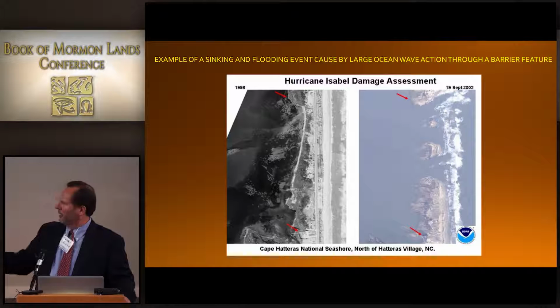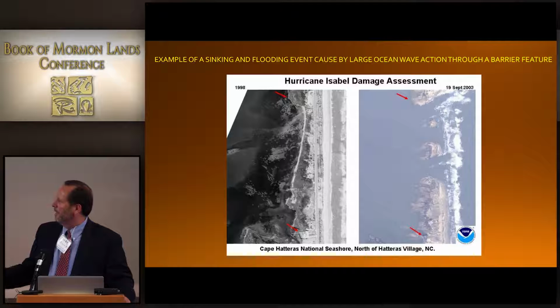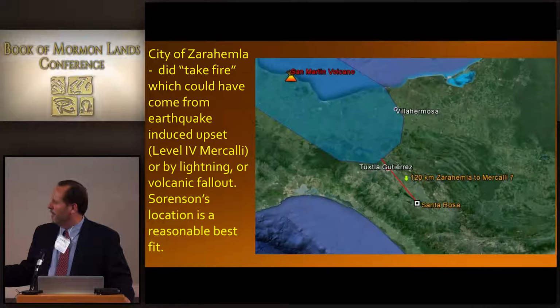And then I looked and said, you could have had also a tsunami event where Sorensen had it. Here's a tidal surge that occurred during Hurricane Isabel. Here was a barrier beach island. Here's what happened to it. Here's afterwards. So you could have water moving in and out. It did say that Moroni sunk, so you would have to have an elevation drop to technically meet that requirement. The city of Zarahemla took fire. So I said, okay, here's the reasons that could have happened. Earthquake-induced upset of some fire source. You'd have to get a level 4 probably to do that. It fits.